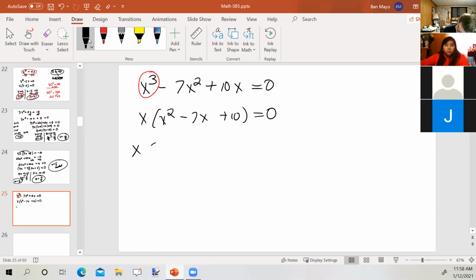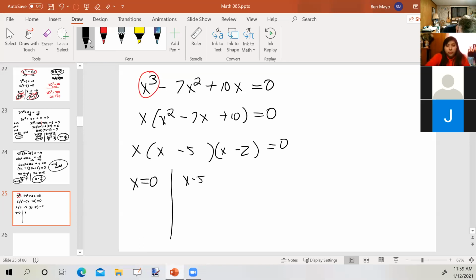Okay. Then I'm going to factor further. That's going to be an x and an x. How about a minus 5 and a minus 2? Would that give us a product of 10 and a sum of negative 7? Okay. So we've got 3 factors containing a variable. So x equals 0, x minus 5 equals 0, and x minus 2 equals 0. So there's our 3 linear equations, our first degree equations.